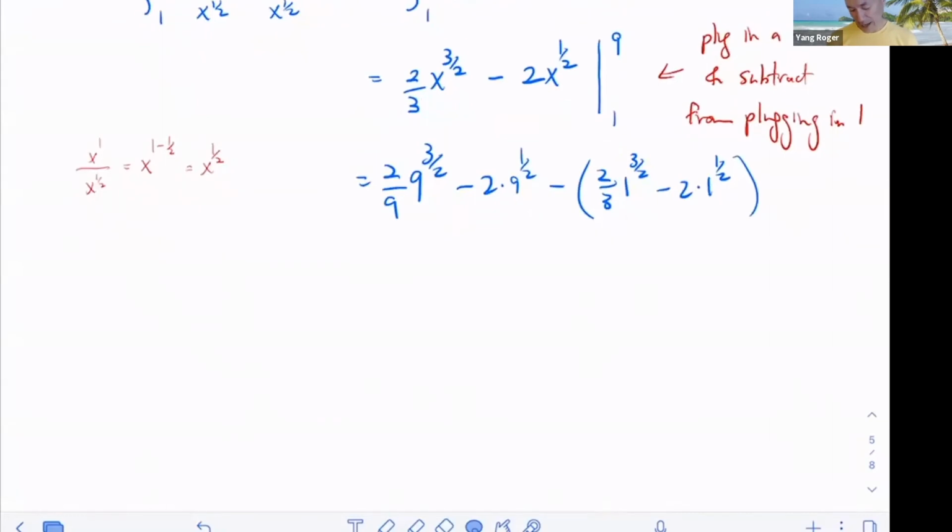Do you guys know how to evaluate ugly things that look like this? Because they're not that ugly. Maybe you need a quick refresher. Let's do a quick refresher. If you have something like 9 to the 3/2, what I would do is write this as 9 to the 1/2 cubed. What's 9 to the 1/2? What's the square root of 9? It's 3, right? So this becomes 3 cubed, which is 27.